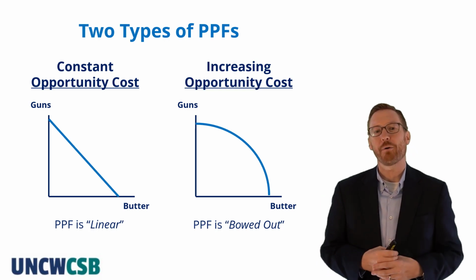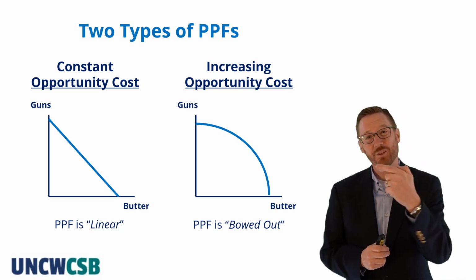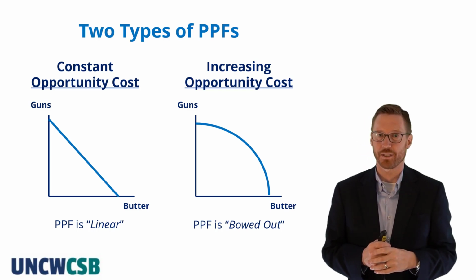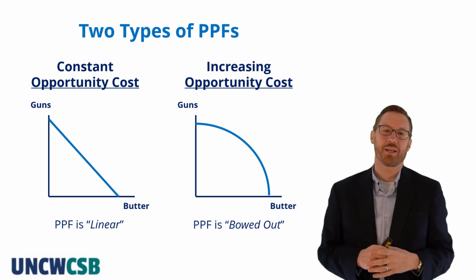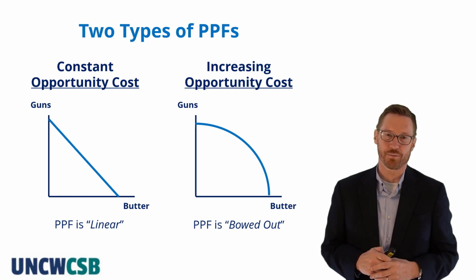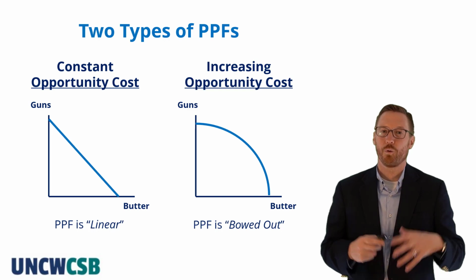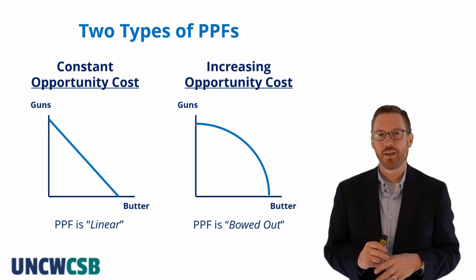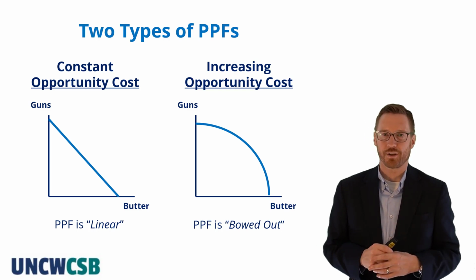So this bowed out production possibility frontier shows us that as we increase our production of butter, initially we don't give up very many guns. But to get that last little bit of butter, now you've got a big drop off in how many guns we can produce. That's increasing opportunity costs. Hopefully you're starting to get a feel for why this line might be straight, constant opportunity costs, versus why it might be bowed out if opportunity costs are increasing.